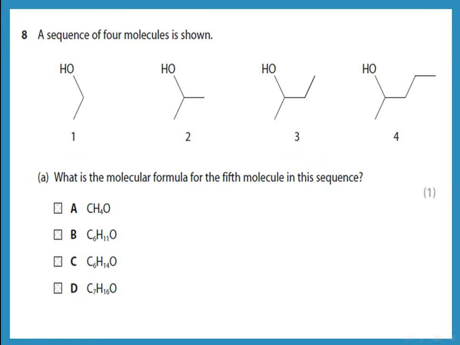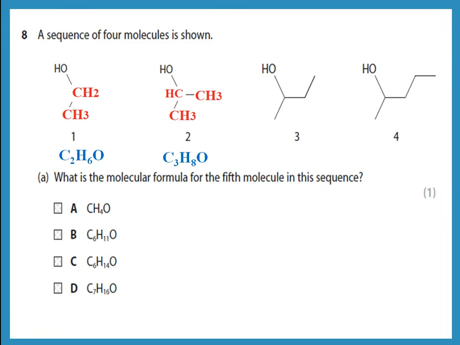Here he says I have a sequence of 4 molecules with skeletal formulas, and he's asking what is the molecular formula for the 5th molecule in the sequence. First of all, you know that anything that has an OH is an alcohol. The skeletal formulas mean that we have carbons and hydrogens that are implied in each structure. So that first structure is actually this. So the molecular formula of structure 1 is C2H6O. Now, this second one is actually this. And that means this is the molecular formula, and so on.